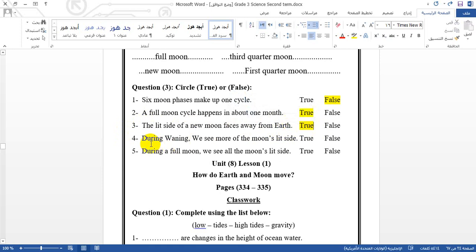Number 4. During waning, we see more of the moon's left side. True or false? False. And the last one, during a full moon, we see all the moon's left side. So true or false? So this one, true.